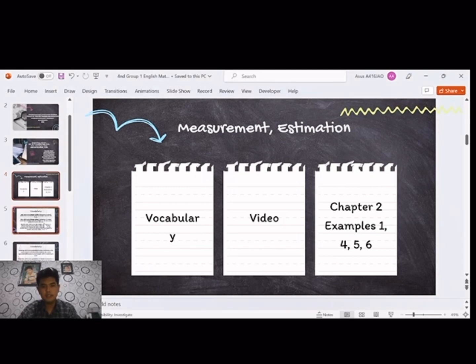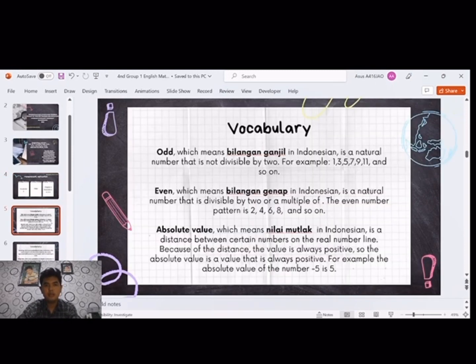Okay, the first is vocabulary. First, odd, which means bilangan ganjil in Indonesian. It's a natural number that is not divisible by 2. For example, 1, 3, 5, 7, 9, 11, and so on.